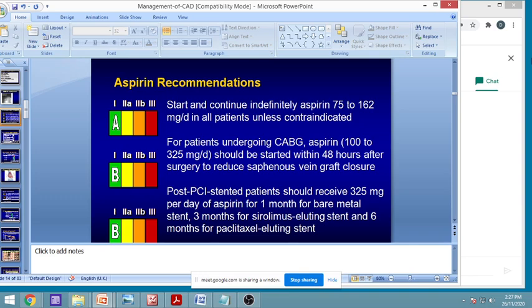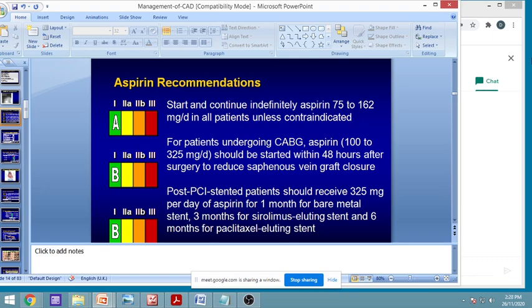In some patients, like as I told you, in asthma and other cases, it is contraindicated. For patients undergoing CABG, that is coronary artery bypass grafting, aspirin 100 to 350 milligram can be given within 48 hours after surgery to reduce saphenous vein graft closure. Post PCI stented patients should receive 325 milligram. Post stented means PTCA or PCI, where a stent has been put in, 325 milligram per day aspirin for 1 month for bare metal stent.